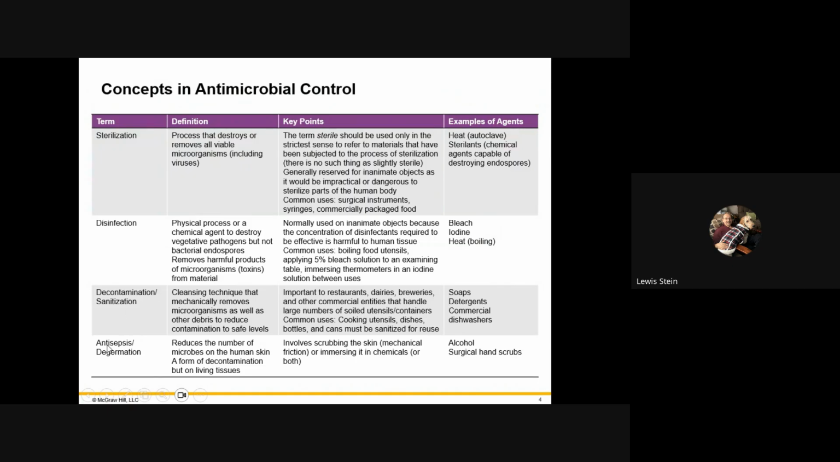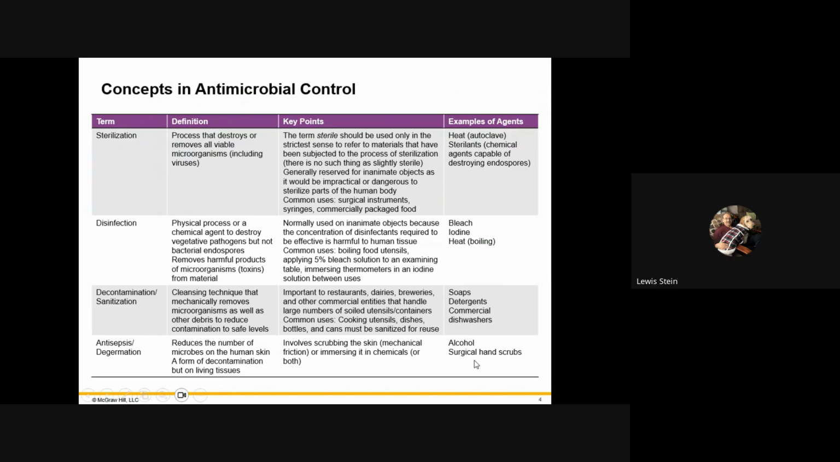So again, lastly, when we're talking about antisepsis, we're talking about living tissue. It's not only the skin, but it does involve scrubbing or washing the skin, or immersing something in chemicals or applying chemicals to it. I'll agree to a limited extent. It's a form of decontaminating.